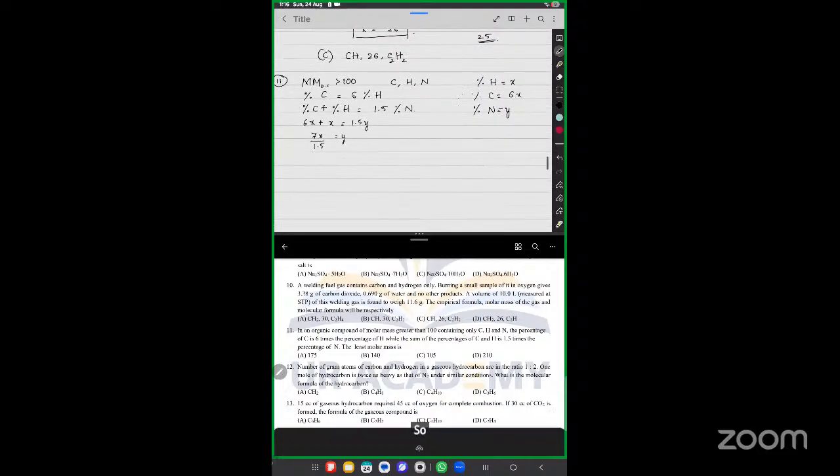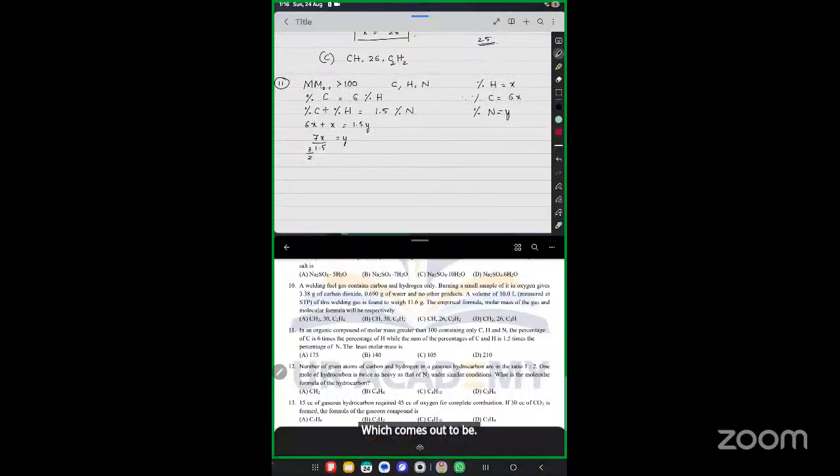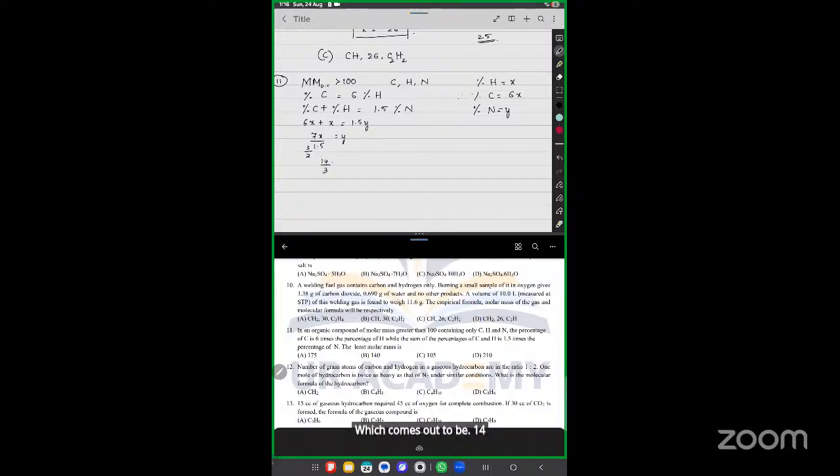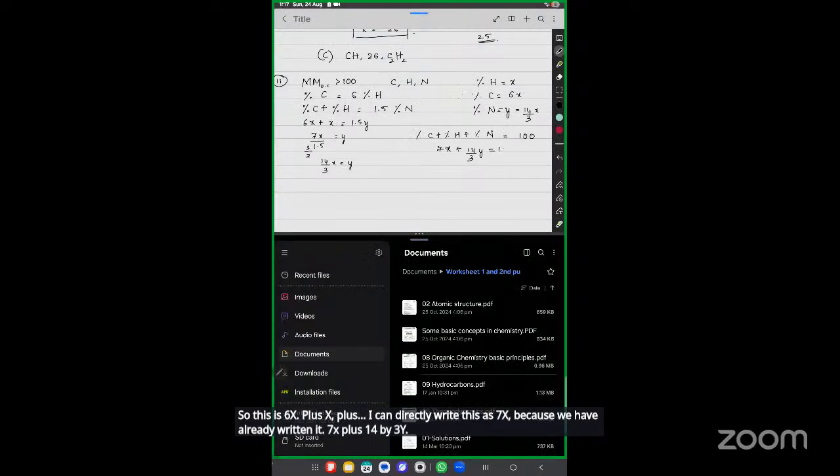This 1.5 is nothing but 3 by 2. I take 2 to the numerator, which comes out to be 14 by 3 X, which is Y. So I can write Y as 14 by 3 X. Now we have written everything in terms of X. The percentages of carbon, hydrogen, and nitrogen add up to 100. So 6X plus X, which is 7X, plus 14 by 3 X should be equal to 100.